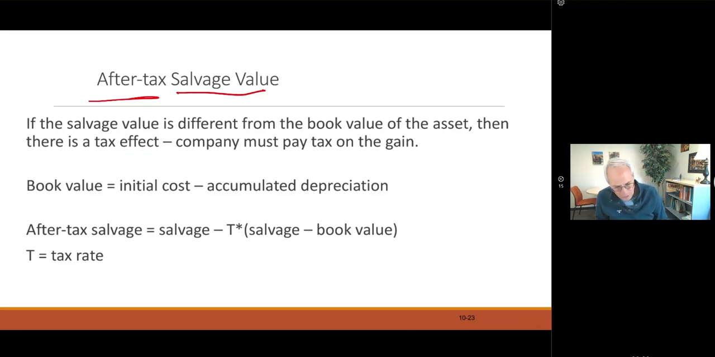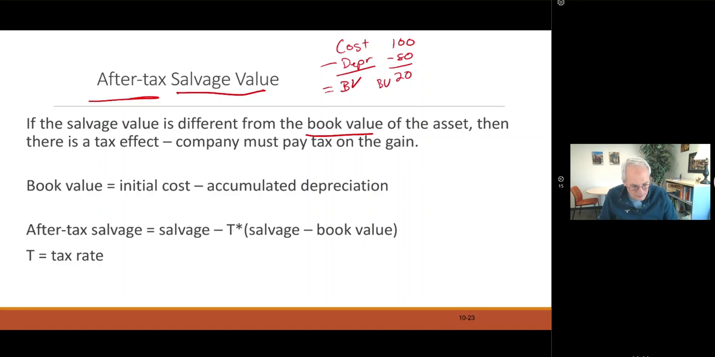Okay? So we have the book value of the asset. If the salvage value is different than the book value, so what is book value? You take cost minus depreciation equals book value. So for example, if you paid $100 for something and then you depreciated it by 80, you would have a book value of 20. And if you sold it for 30, then you made a gain. You would have a gain on that.